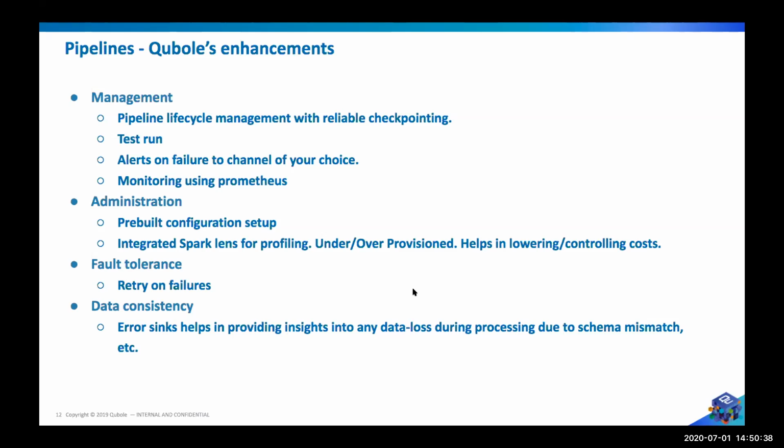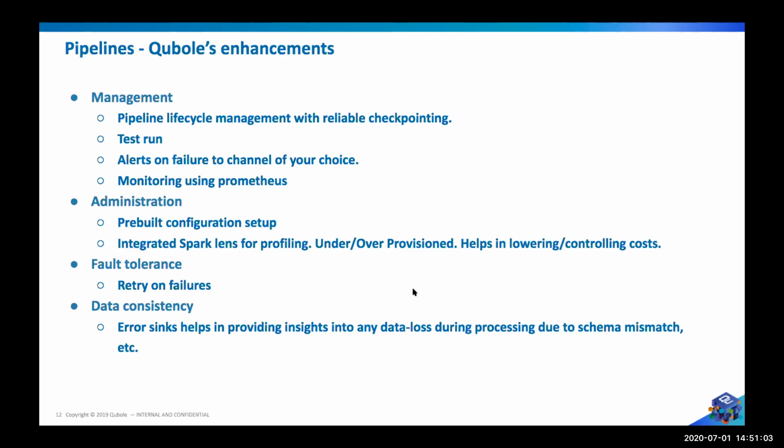which could be helpful if your pipeline stops and restarts for some reason. For example, if you are changing some business logic and redeploying the pipeline, then Qubole will make sure that it is starting from the same position where it was left last time. Then we have alerts on failure, to a channel of your choice.